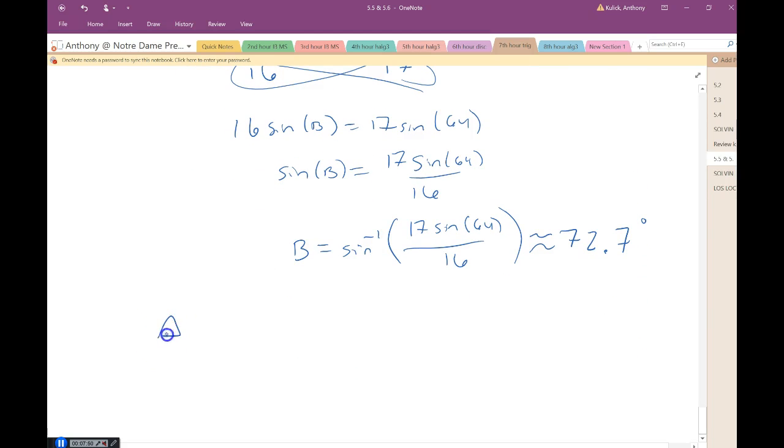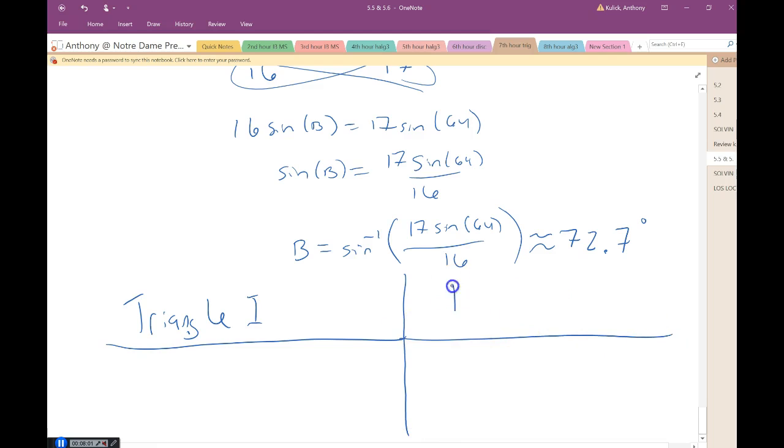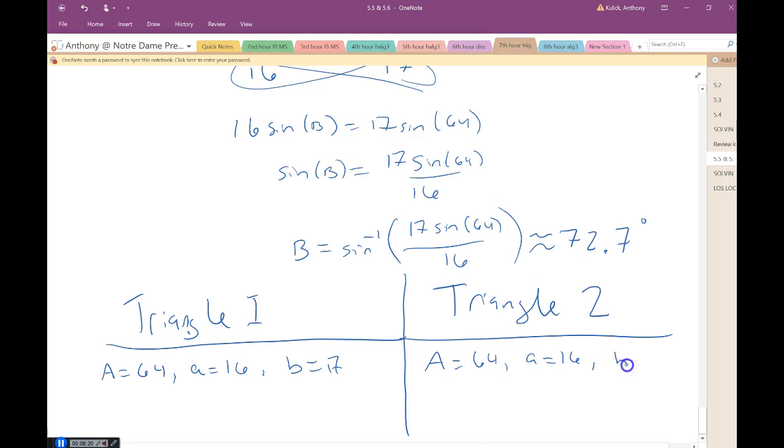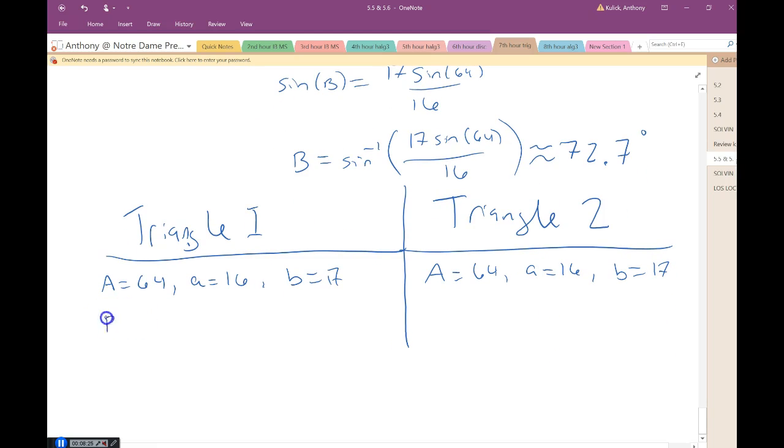So I'm going to make a triangle 1 column. And then I'm going to have a triangle 2 column. So over here I know A is 64, little a is 16, B is 17. We know that same thing for triangle 2. For triangle 1, we know angle B is 72.7 degrees.